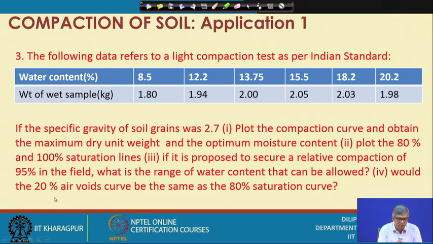And would the 20% air void curve be the same as the 80% saturation? This is the question asked. So now for this we need to do some calculations, and those calculations are like this.